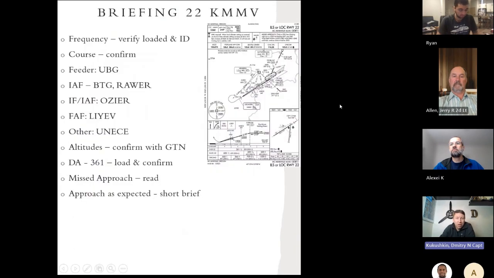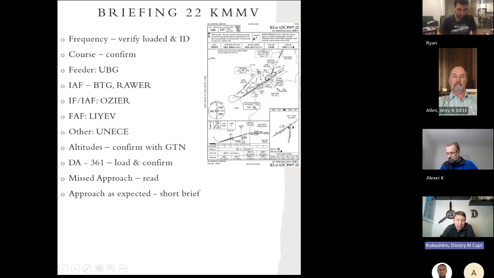I'm breathing this approach. I'm just trying to understand it and breathe it. Initial approach fix Battleground, Rover, we have a feeder, we have the IF approach, Osier. That can be dual purpose, either an intermediate approach fix or an initial approach fix, depending on how you fly that. Then the final approach fix, Leave here.